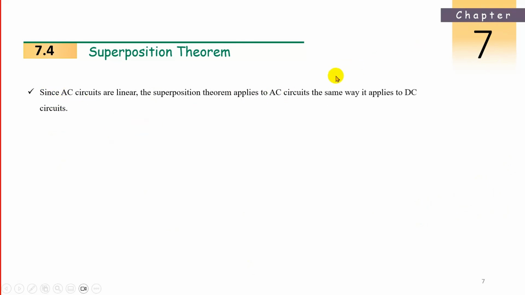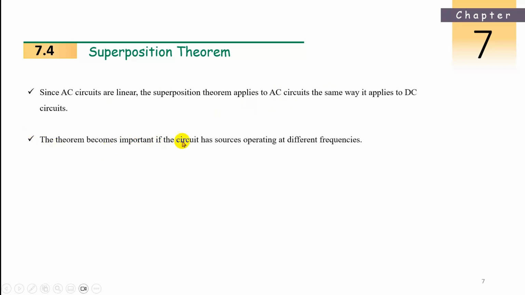If we have many sources in a circuit, take one source at a time and make the other sources off. Off means make zero: open circuit the current source, short circuit the voltage source. That's it. Later on, keep different voltage sources or current sources, solve the equations, and add all together. That is your superposition. Since AC circuits are linear, the superposition theorem applies for AC circuits also, in the same way it applies in DC circuits.